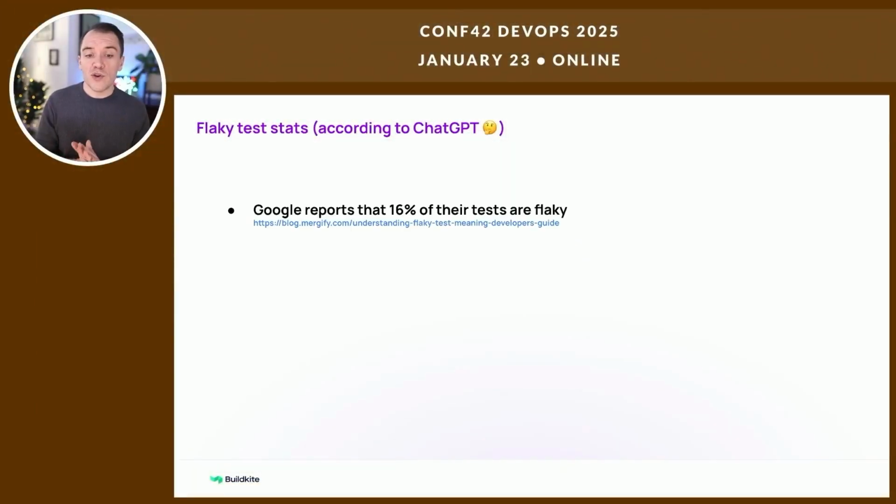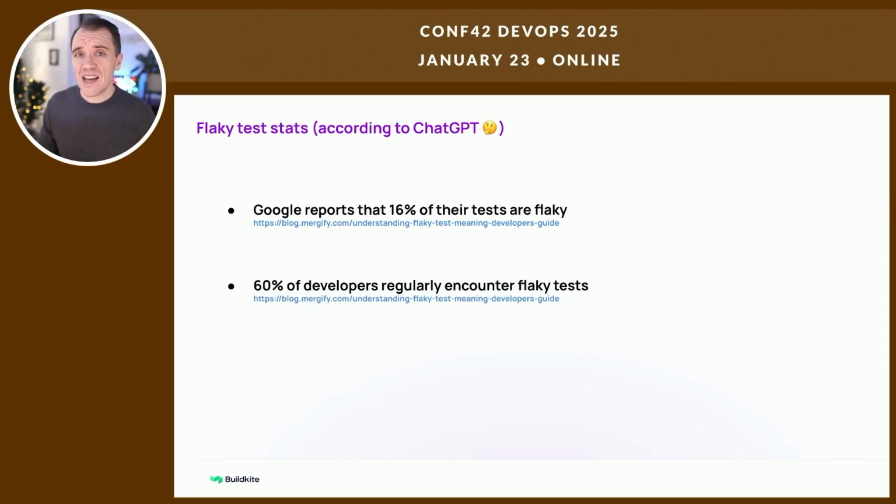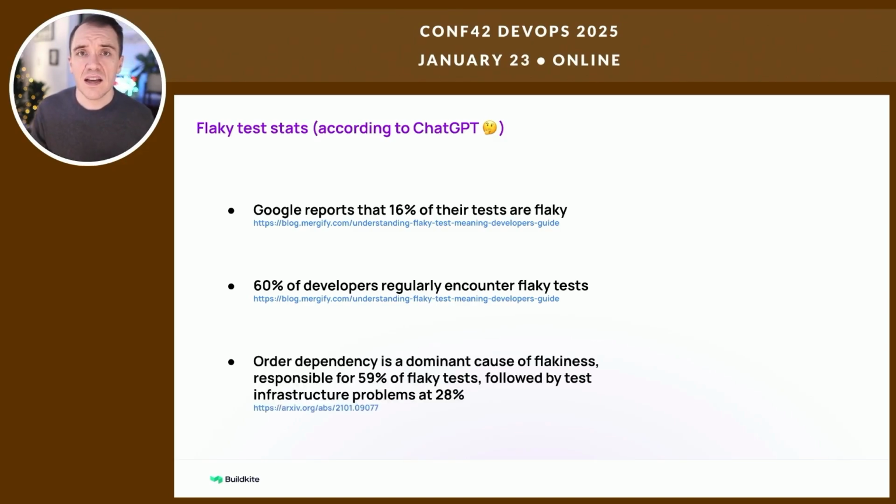So I asked ChatGPT, as I want to do, to provide some statistics about flaky tests. And here's what it told me, with citations, no less. Google reports that 16% of their tests are flaky. 60% of developers regularly encounter flaky tests. And order dependency is a dominant cause of flakiness, responsible for 59% of flaky tests, followed by test infrastructure problems at 28%.